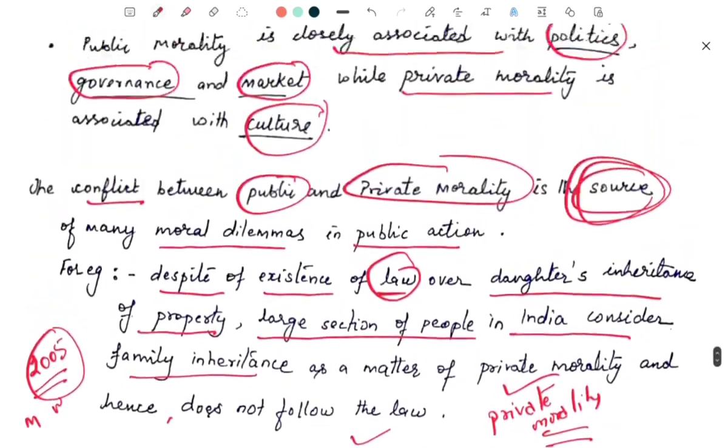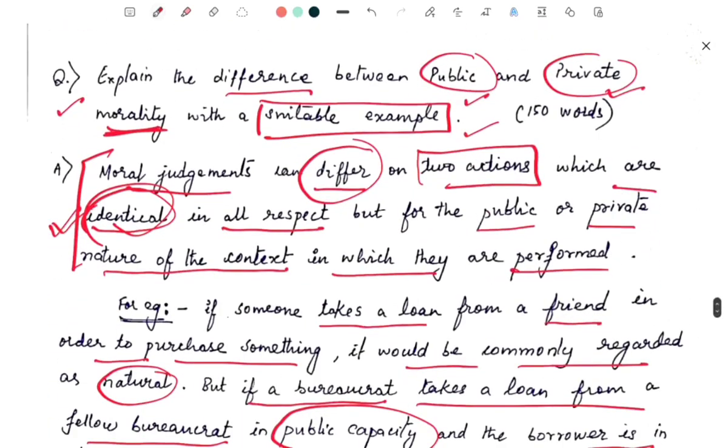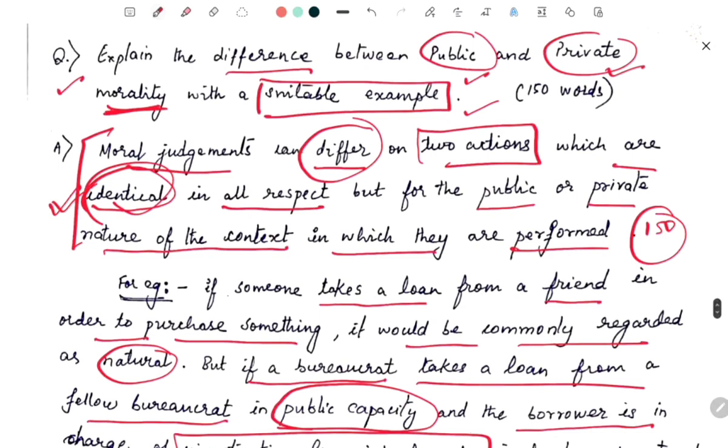So this is how you have to write an answer, that too in 150 words. In 150 words, with proper definition, proper example, and the conflict between public morality and private morality.